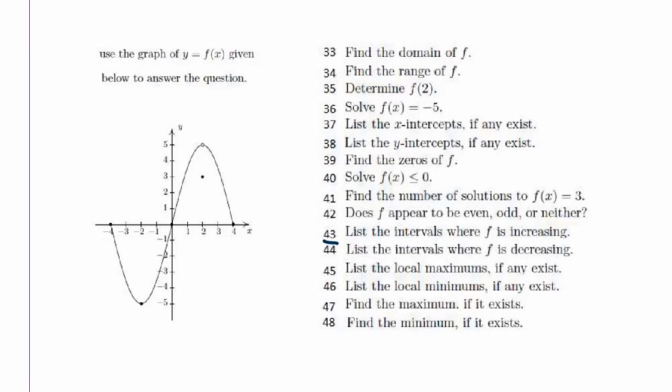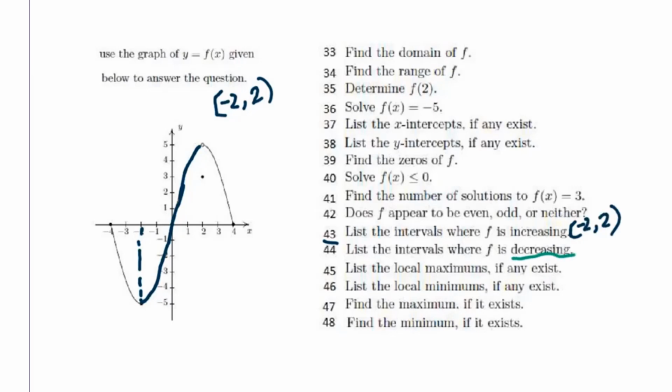For 43, list the intervals where f is increasing. So you need to check from left to right. The graph is going up. We got this one. It's going up. The domain for this part of the graph is from -2 to this 2. But 2 is an open parenthesis because this is an open circle. Therefore, we got from -2 to 2.